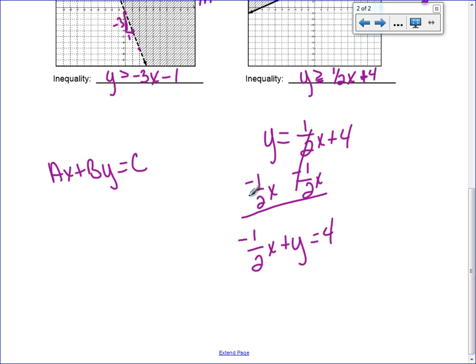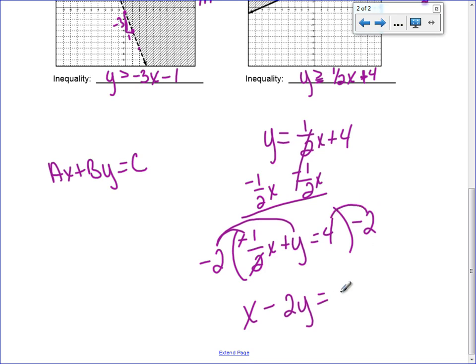Well, I have a negative a, because the number in front of x is a. I have a negative a, and I have a fraction. I'm going to get rid of both at the same time. To get rid of the fraction, I would multiply by 2, and to get rid of the negative, I would multiply by a negative. So I want to multiply by -2 everything. So when I do this, this negative and this 2 cancel, so I'm left with 1x. And then when I multiply here, I get -2y. And then when I multiply here, I get -8. So in standard form, it becomes x minus 2y equals -8.